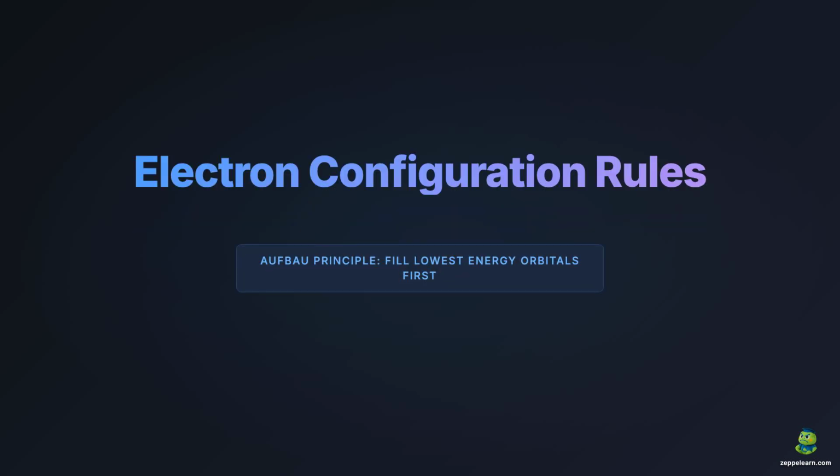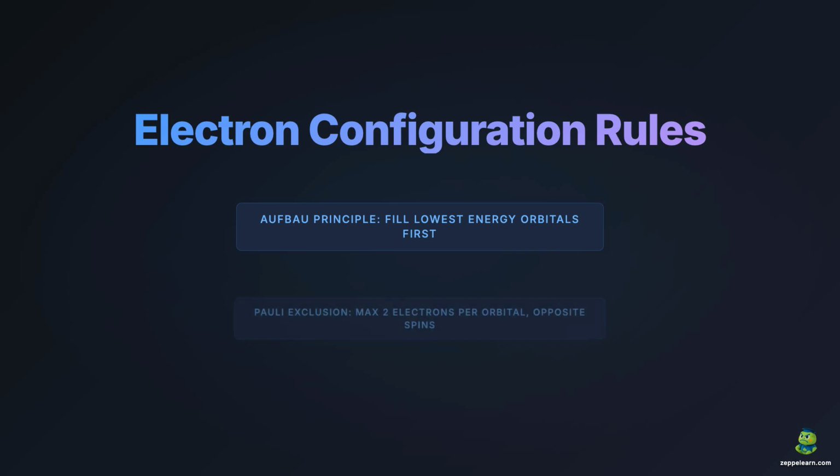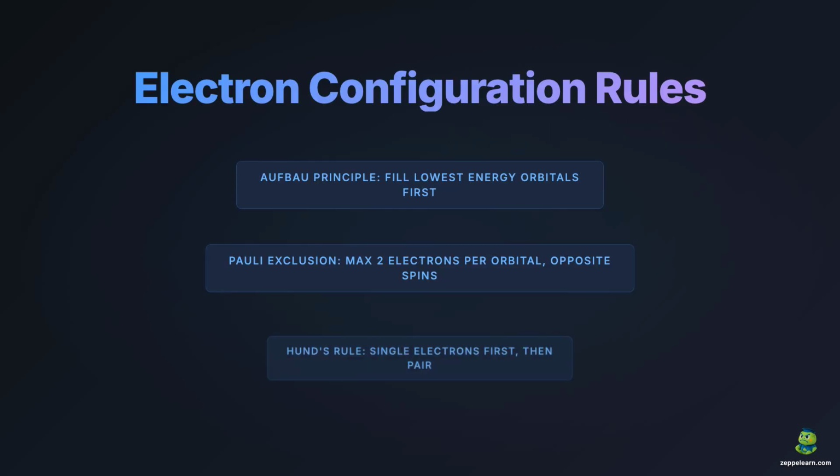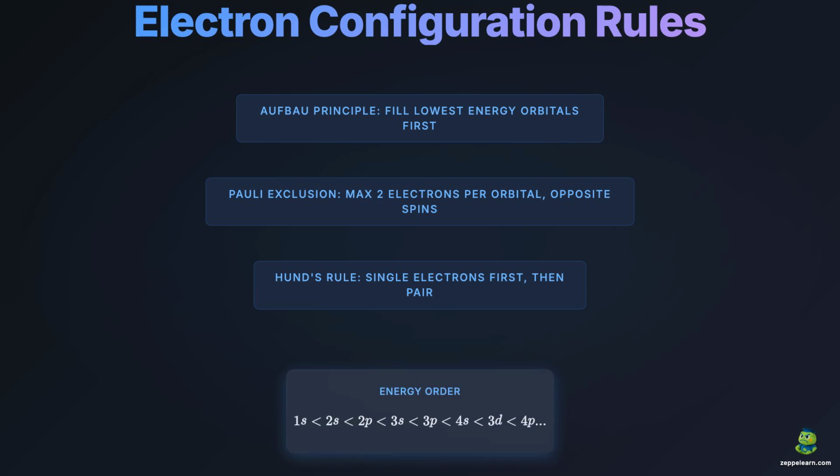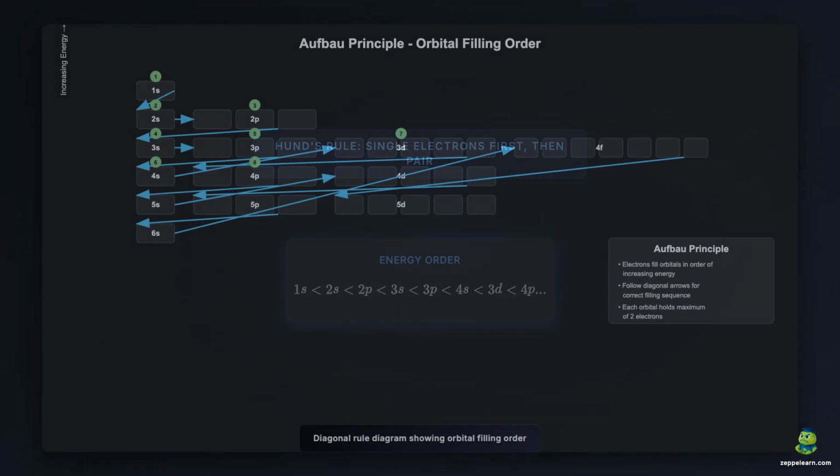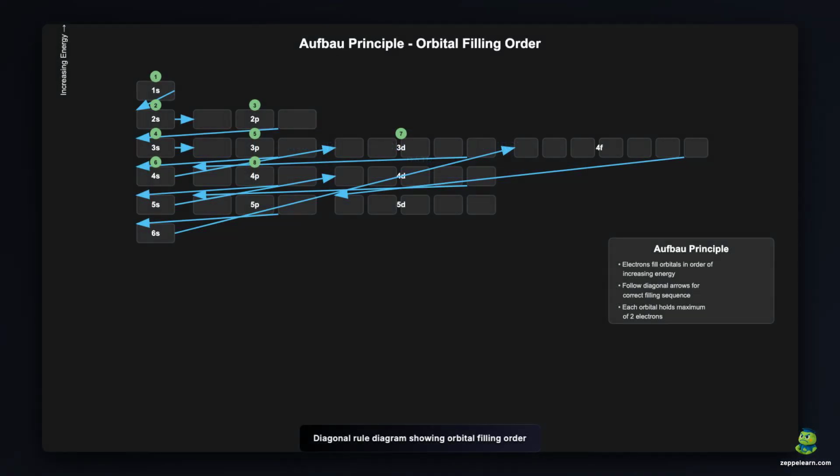The Aufbau principle states that electrons fill orbitals starting from the lowest energy level first. Pauli's exclusion principle says no 2 electrons can have identical quantum numbers, maximum 2 electrons per orbital with opposite spins. Hund's rule requires that electrons singly occupy orbitals of equal energy before pairing up. The energy order follows 1s, 2s, 2p, 3s, 3p, 4s, 3d, 4p, and so on. This diagonal rule diagram shows the order in which atomic orbitals are filled, helping us write correct electron configurations.